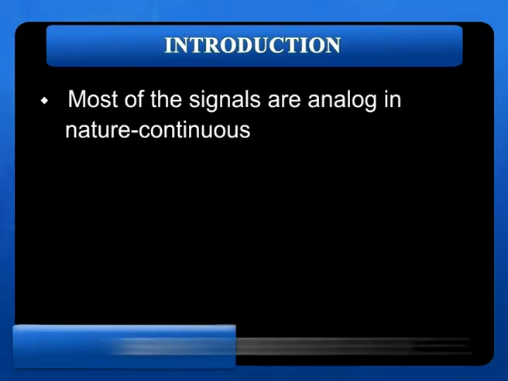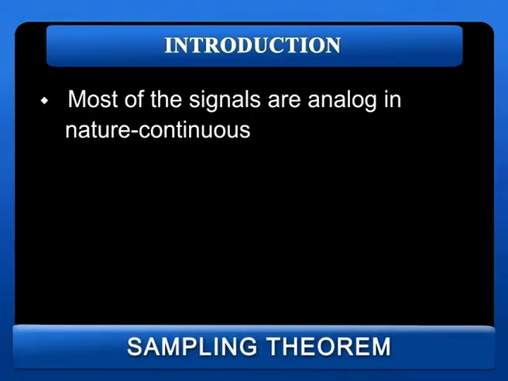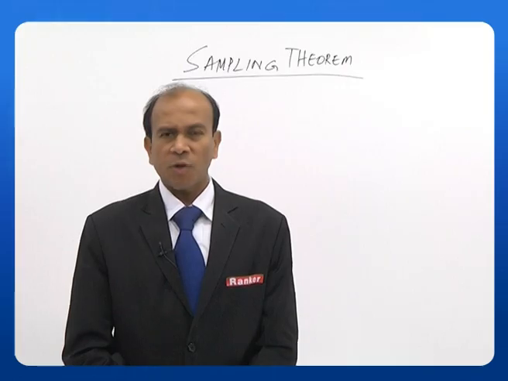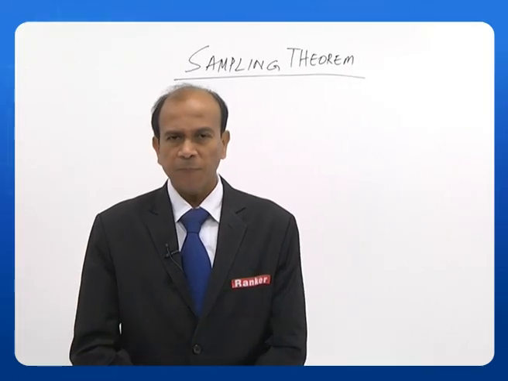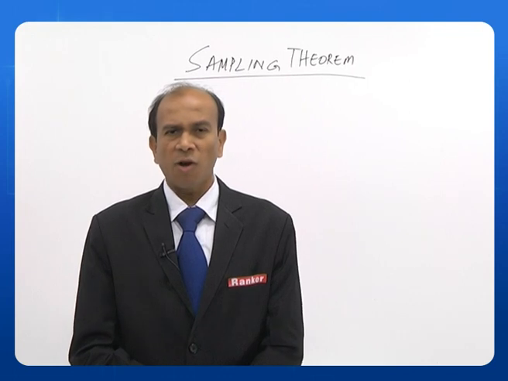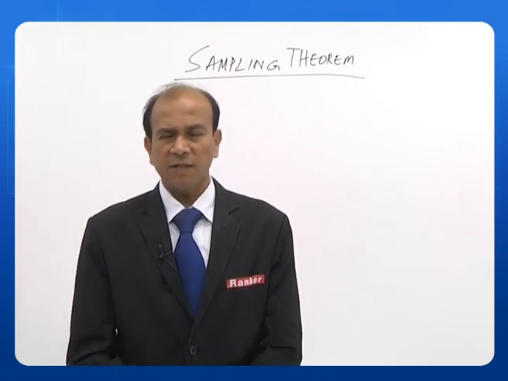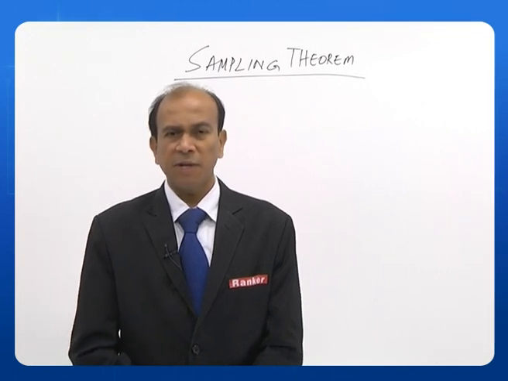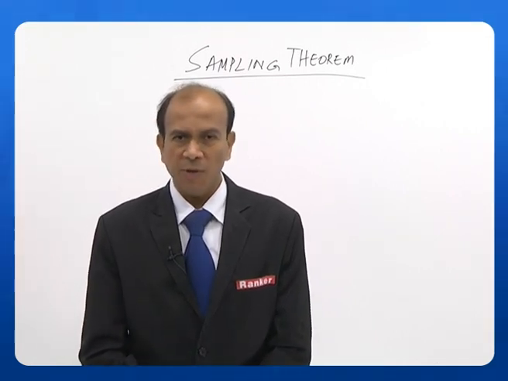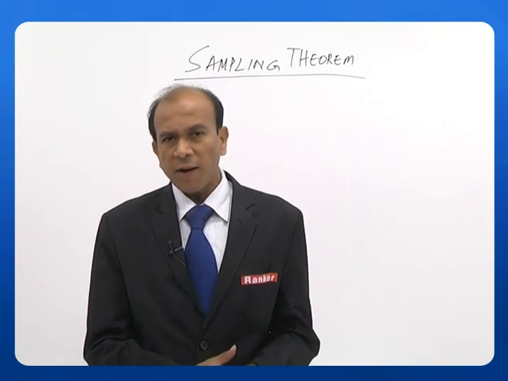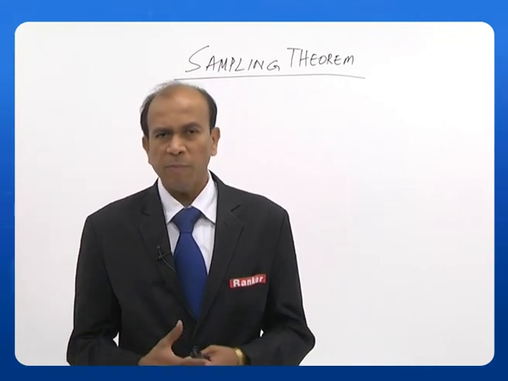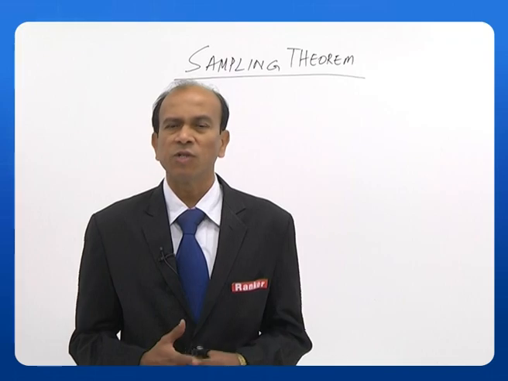As we have seen, most signals are analog in nature, that is, they are continuous in time. When I use an analog signal for communicating, it is called analog communications. Similarly, when I use a digital signal for communications, it is called digital communications. So, when I have to convert an analog signal into a digital signal, the primary process is what is called sampling.